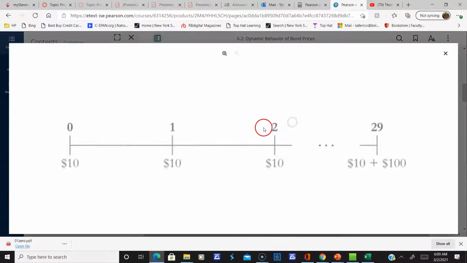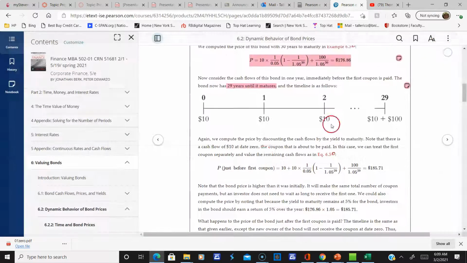Again, we compute the price by discounting the cash flows by the yield to maturity. Note that there is a cash flow of $10 at date 0, the coupon that is about to be paid. In this case, we can treat the first coupon separately and then value the remaining cash flows, as in equation 5. But you'll notice now you received that $10 right here. All right, so that was handed to you.